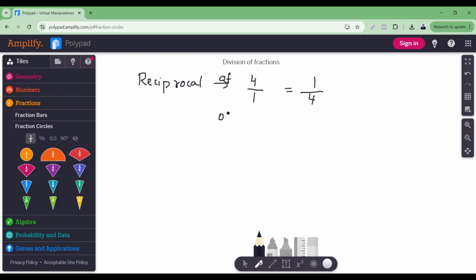So the reciprocal of, let's say, another fraction, 3/5, is 5 becomes the numerator now and 3 becomes the denominator. This is the meaning of reciprocal. Now we understood what is reciprocal. I want you to remember this: the numerator becomes the denominator, the denominator becomes the numerator. We're going to use this concept in understanding division.